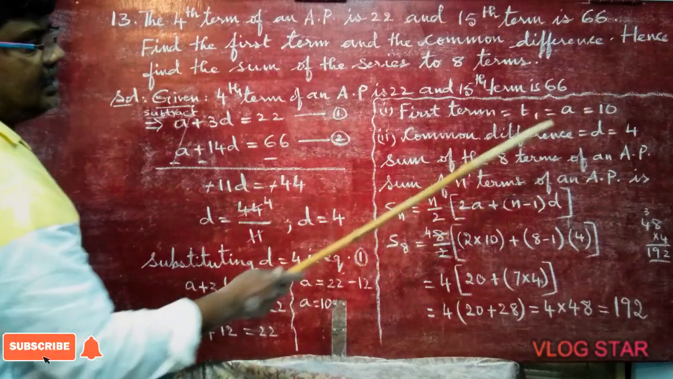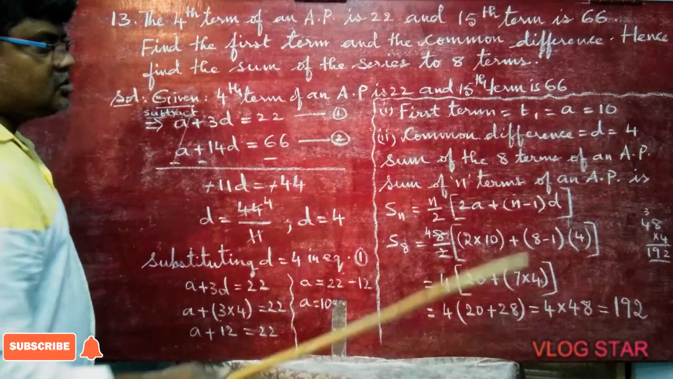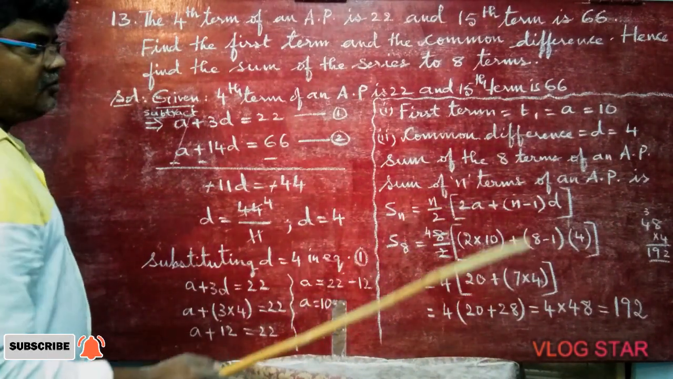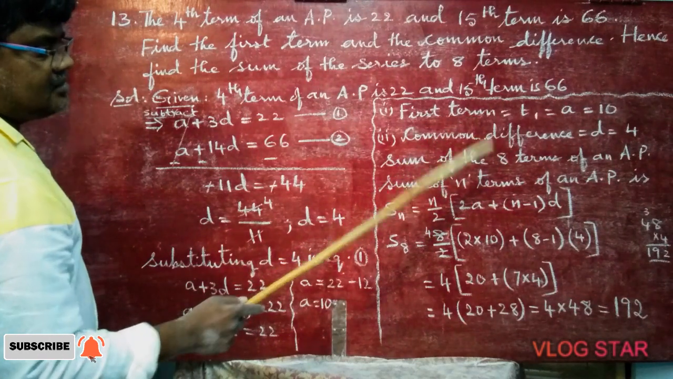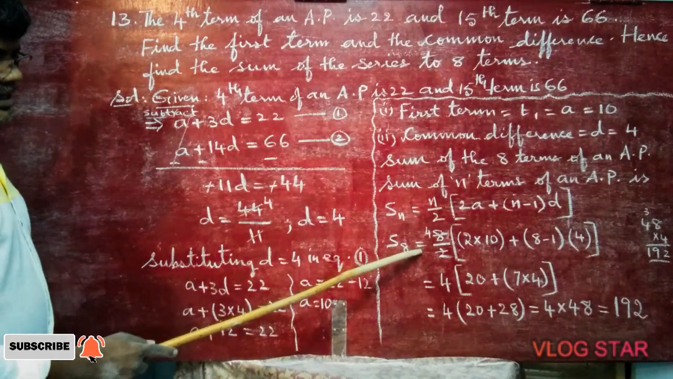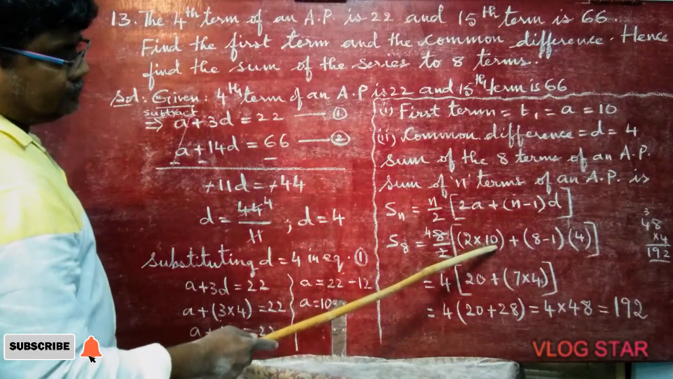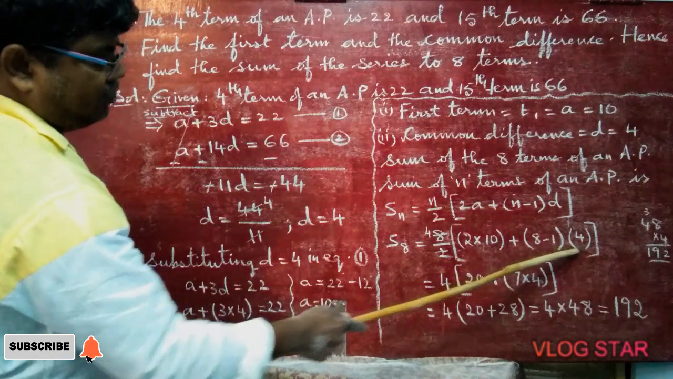Are you able to follow? In our hands, A and D are there. There is no L. Are you able to follow? First term is there. Last term is not there. So we are going to use this formula. Now S8 is equal to 8 by 2 into 10 plus 8 minus 1 into 4.